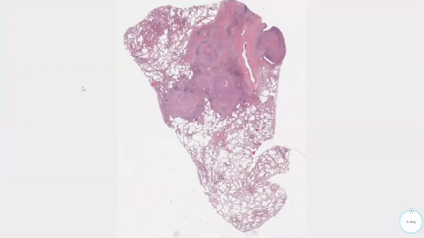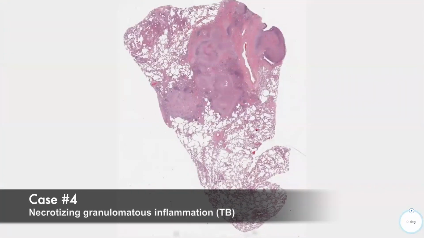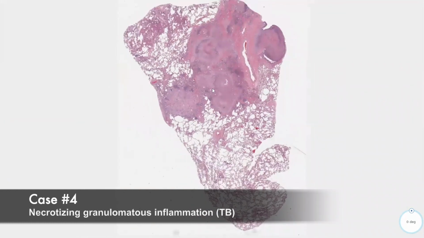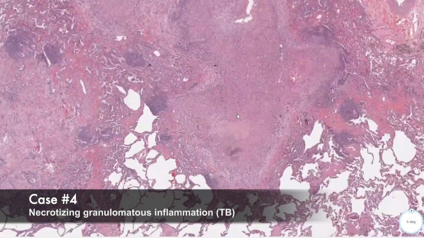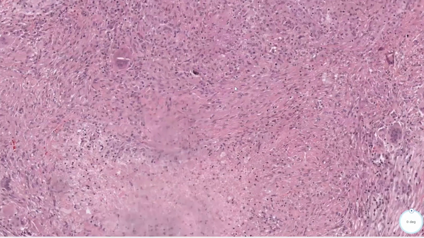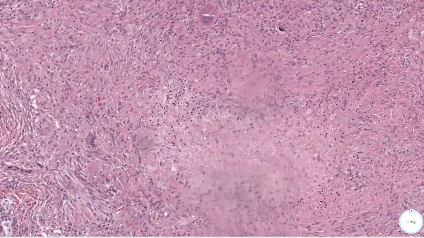Perfect. Okay, so moving forward, we have another lung resection here. And you can see the background lung looks pretty good, but then we have these large areas of abnormalities. And then they're kind of really clustering together. And so these are actually necrotizing granulomas in contrast to our case of sarcoidosis where we had non-necrotizing granulomas.